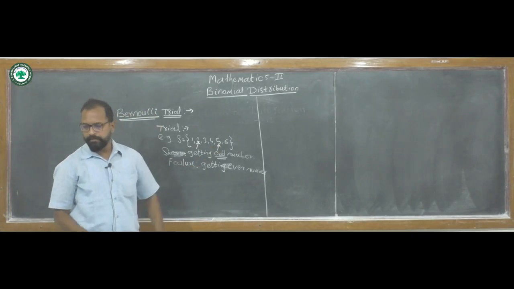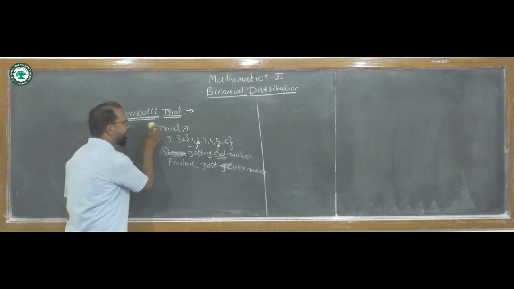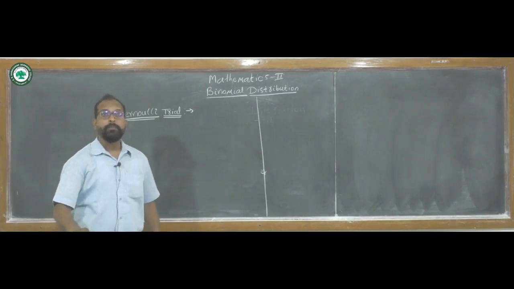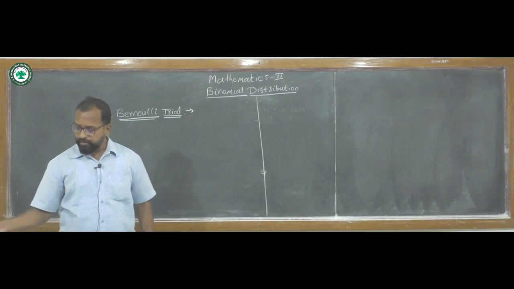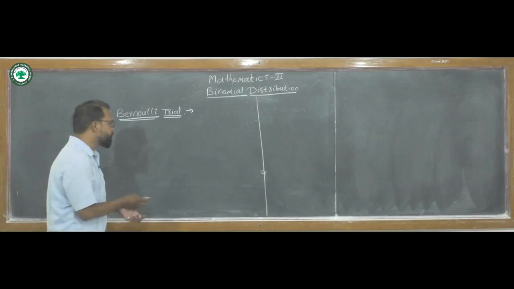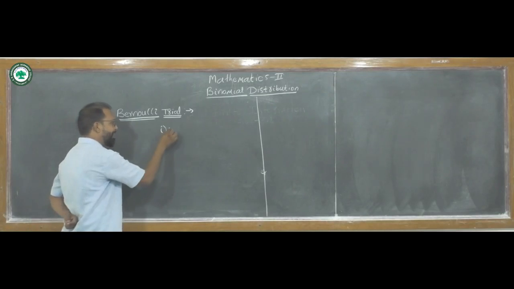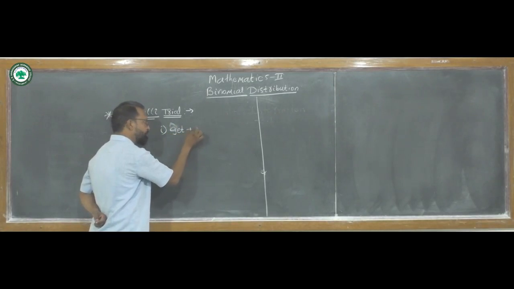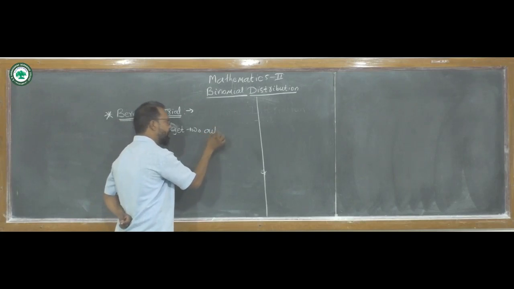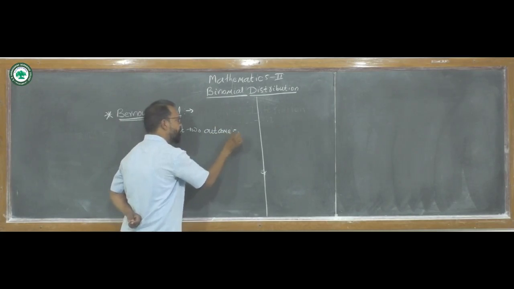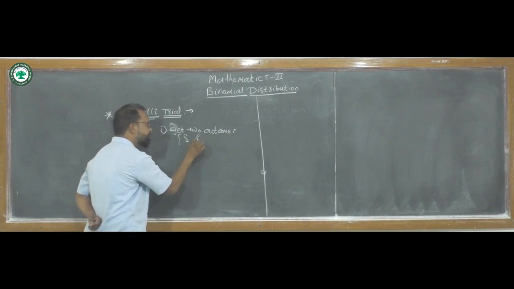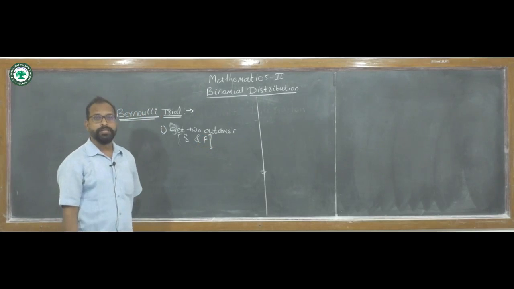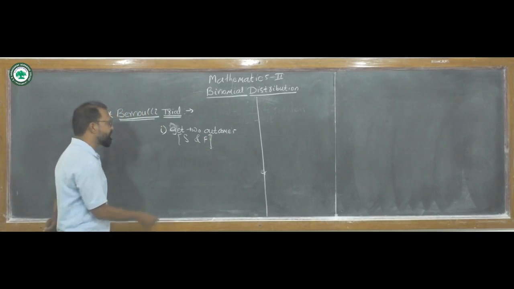Such a trial is called a Bernoulli's trial. Means a trial in which, number 1, we get exactly two outcomes, which are success and failure. S for success, F for failure. That is, we get only two outcomes, a success and a failure. This is the first condition.